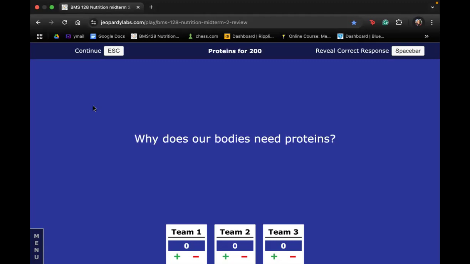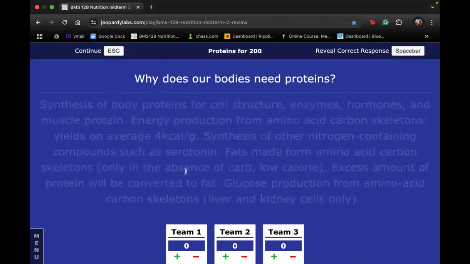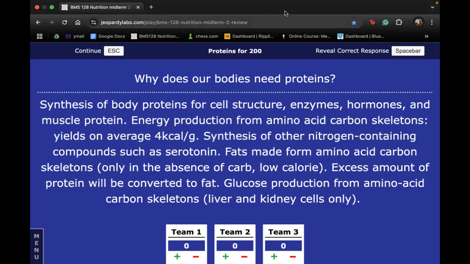Why do our bodies need protein? What do proteins do? For muscle building. Yeah, they're for muscle building as well as all these things. As Dr. Rose calls it, they just do the work of cells. This synthesis of body proteins for cell structure, enzymes, hormones, and muscle protein.